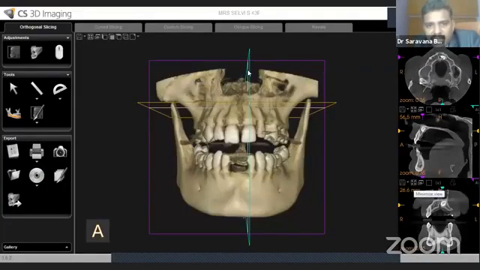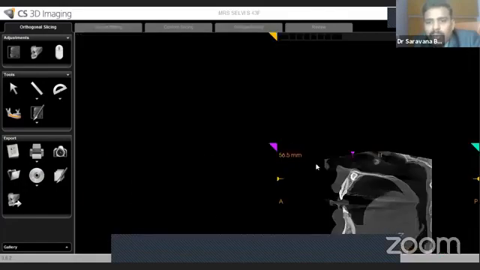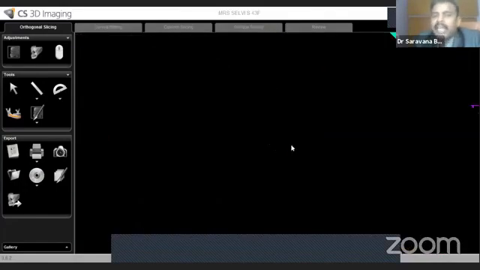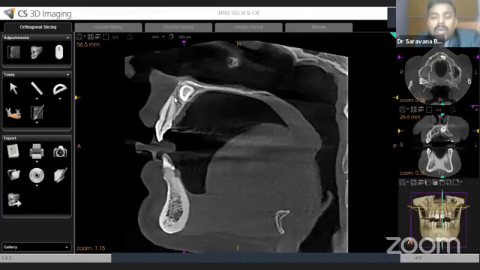Look at the sagittal slice exactly at the tooth number 21 level. Now I just minimize this. I open this sagittal slice. Now the crown of impacted tooth 23 is located just palatal to the apex of tooth 21. That's all. It is the way of identifying whether the impacted tooth is located on the buccal side or palatal side.